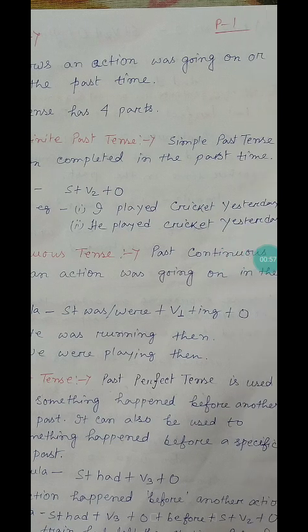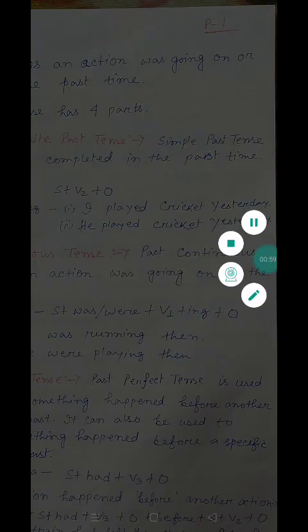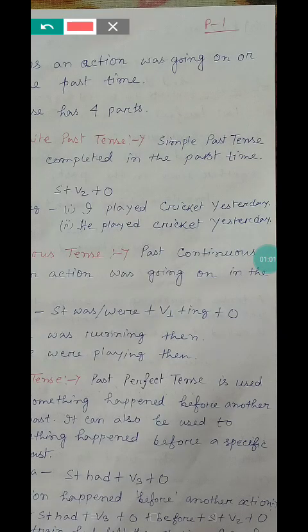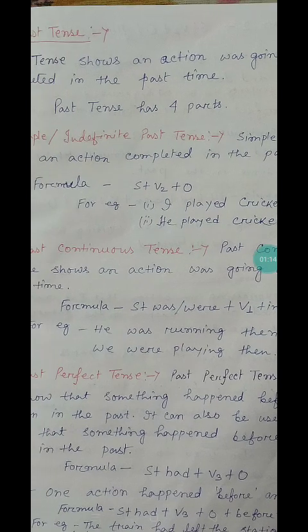Now you see the example. So example is, I played cricket yesterday. Here I subject, played V2, then cricket yesterday object. Similarly, he played cricket yesterday. He subject, played V2, cricket yesterday object. So I hope you have understood simple past tense.